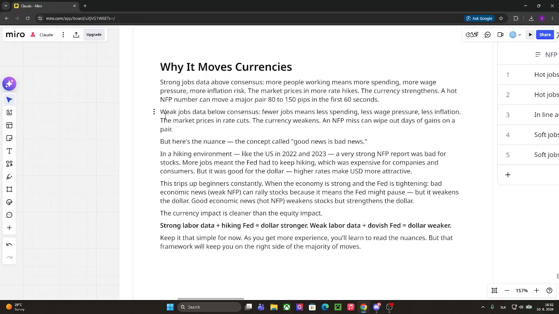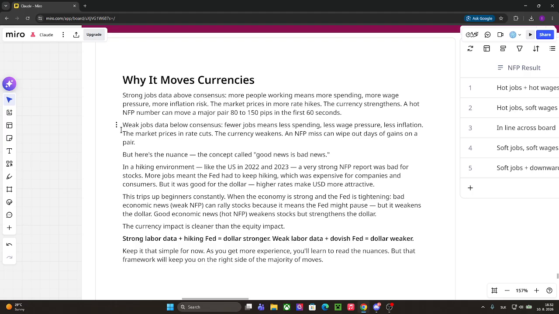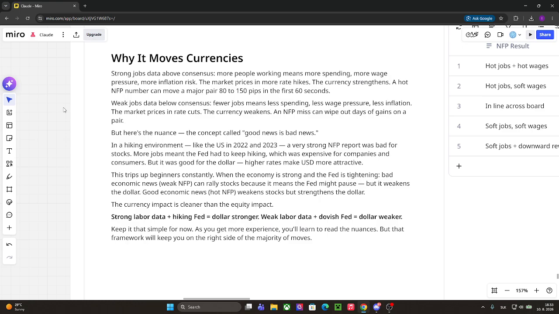Why it moves currencies. Strong jobs data above consensus: more people working means more spending, more wages, more wage pressure, more inflation risk. The market prices in more rate hikes. The currency strengthens. A hot NFP number can move a major by 80 to 150 pips in the first 60 seconds.